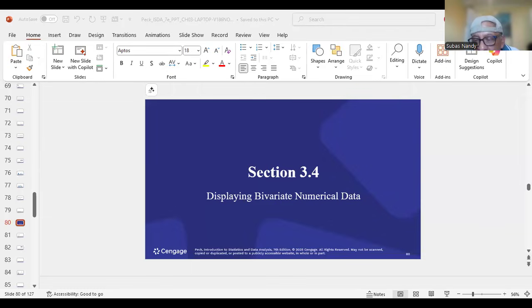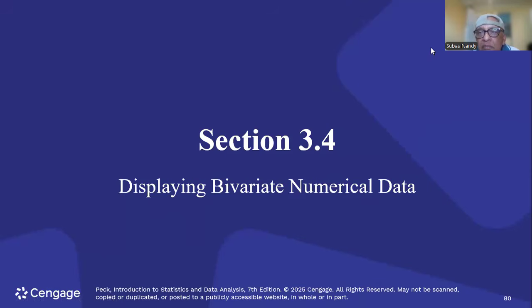So here I go. Displaying bivariate numerical data. As I said, the prefix bi means two variables, numerical, quantitative data, such as the weight of a person depending on height, which is the independent variable. That's bivariate data.